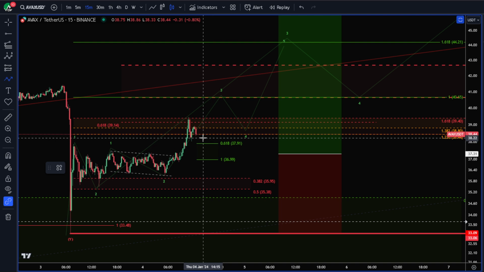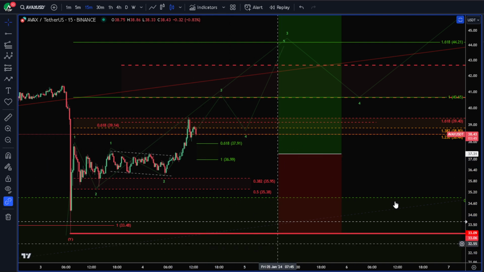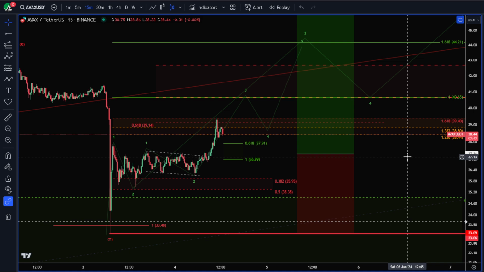And again, fully aware we can collapse here. I would look for a re-entry after that. I just see this opportunity. I'm going to take it.